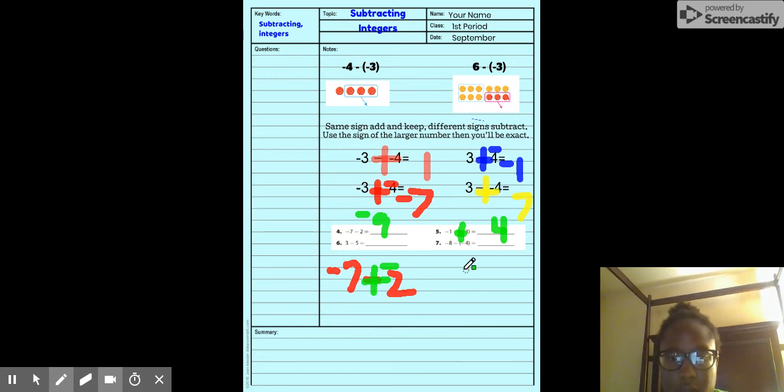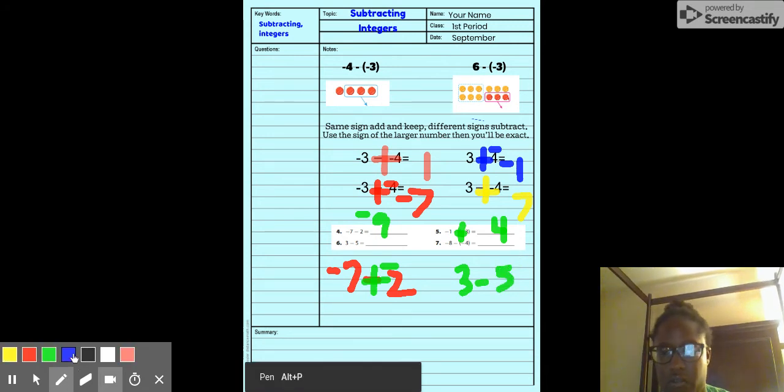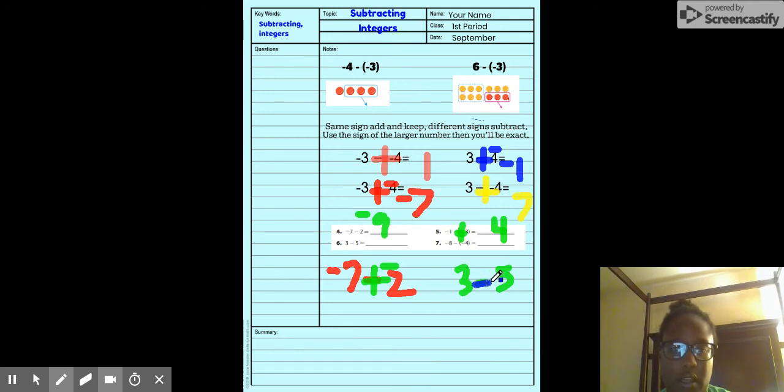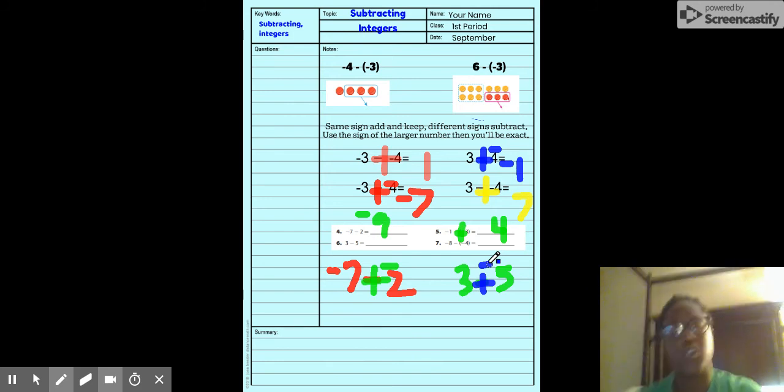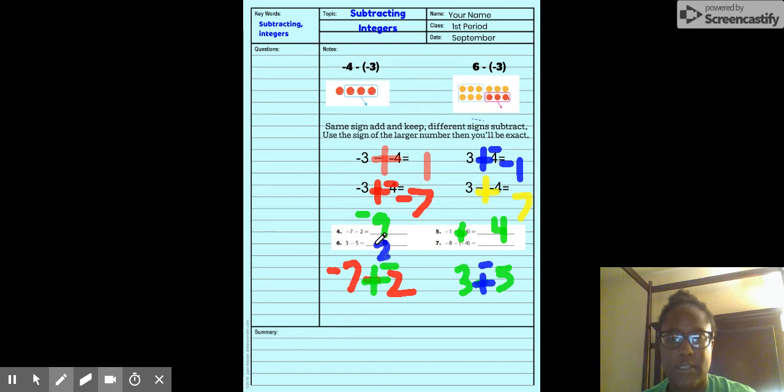This one right here, I'm going to write over here. 3 minus 5. All right, and let's do. So we're going to make this plus, but we're going to make this a subtraction sign. So it's different signs. So we're going to subtract 5, 4, 3, 2. So this one's going to be 2. Keep the sign of the larger number. So this one's going to be negative 2.